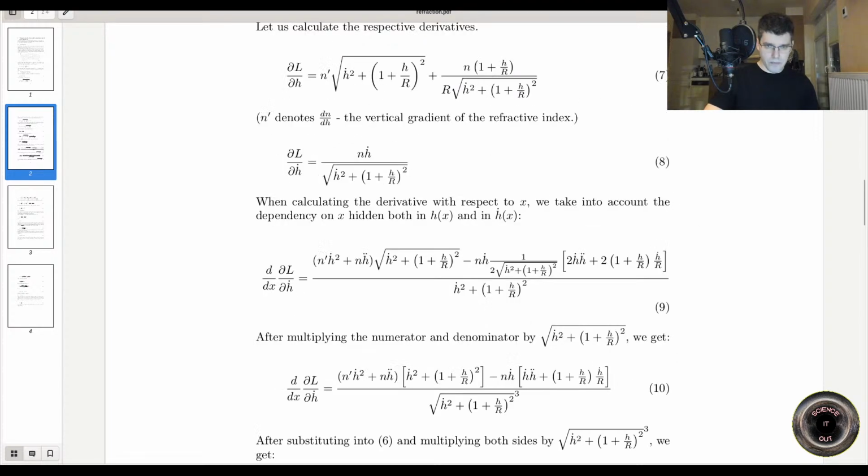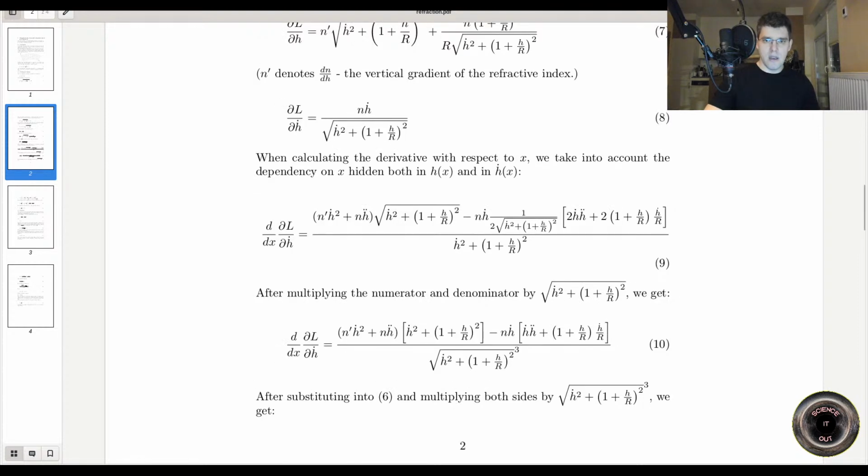Anyway. So this looks a bit ugly, but a lot of it simplifies. So we can multiply the numerator and denominator by this square root because we have it here in the denominator in this nested fraction, and we get something like this. And again, I believe this square is wrong.